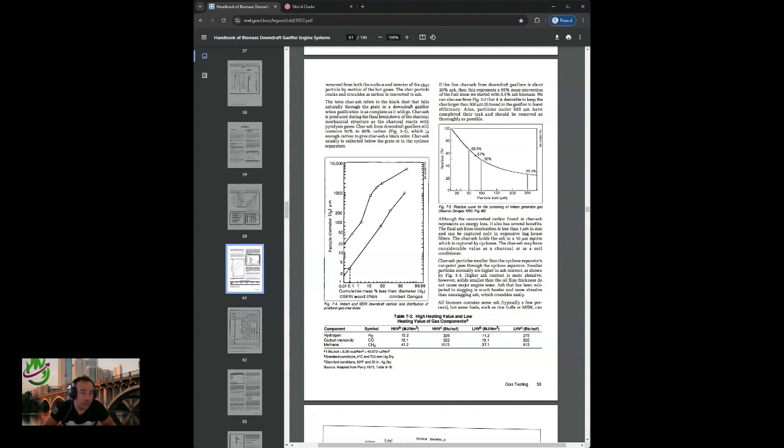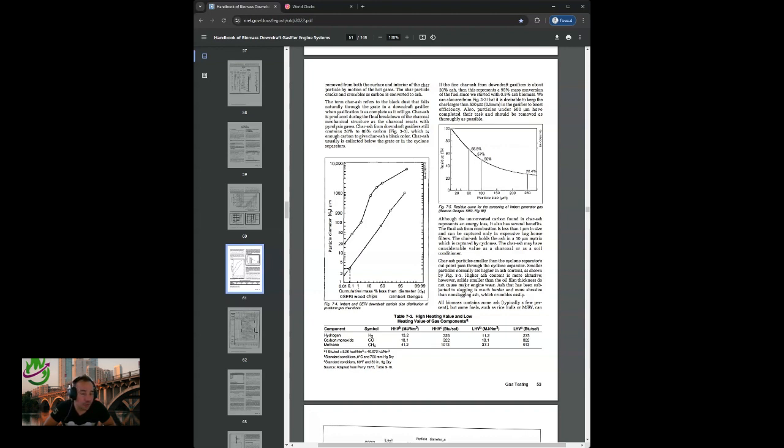If the fine char ash from downdraft gasifiers is about 20% ash, then this represents a 95% mass conversion of the fuel, since we started with 0.5% ash biomass. We can also see in figure 3.3, it's desirable to keep the char larger than 500 nanometers in the gasifier to boost efficiency. Also, particles under 500 nanometers have completed their task and should be removed as thoroughly as possible.